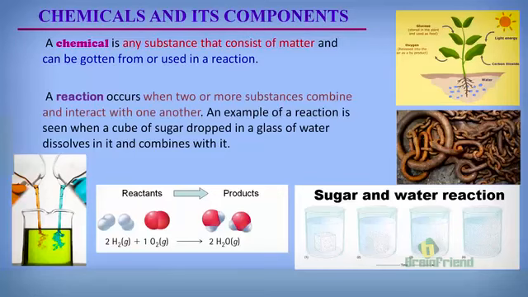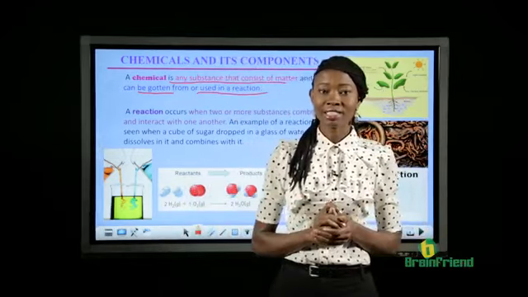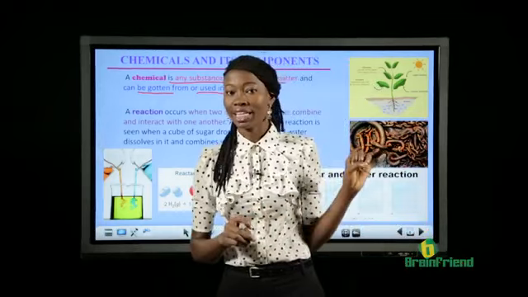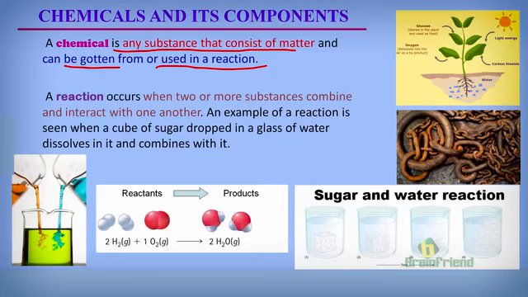So what are chemicals? A chemical is any substance that consists of matter and can be gotten from or used in a reaction. I'd like you to pay attention to this definition. You know the three states of matter, right? What are they? Solid, liquid, and gaseous. So we are saying any substance that may be solid, liquid, or gaseous that is gotten from a reaction or that can be used in a reaction is a chemical.